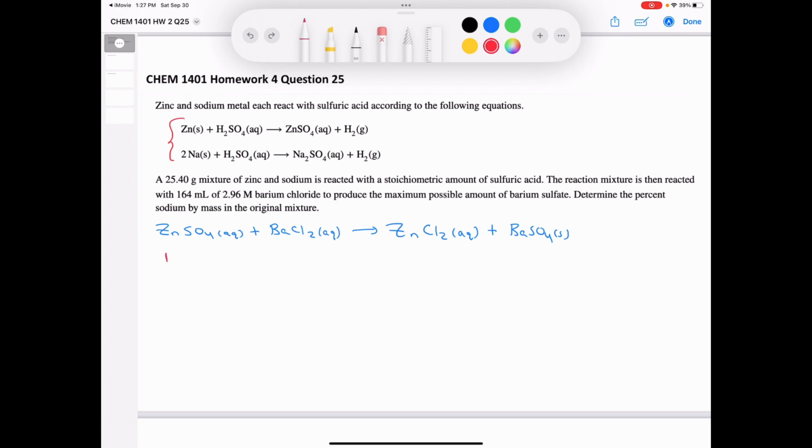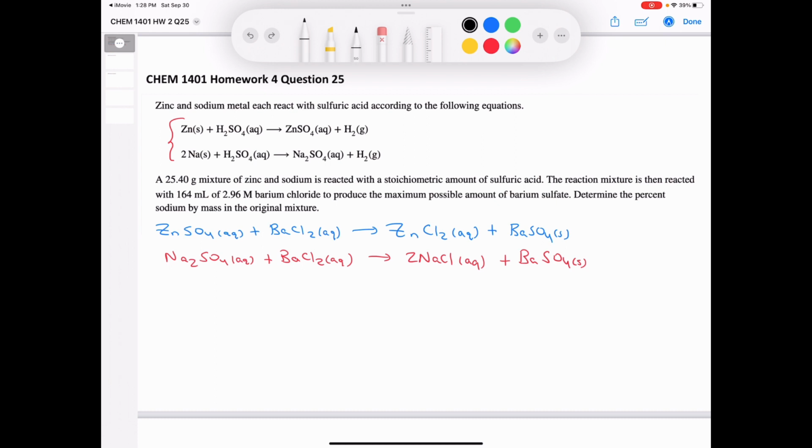Then if we write out the reaction between our sodium sulfate, which is aqueous, with our barium chloride, we end up producing 2 moles of sodium chloride. So here 2 moles of NaCl, which is aqueous, of course, plus barium sulfate, which is a solid. Okay, so we can see again that the stoichiometric ratio of barium sulfate to barium chloride is 1 to 1.